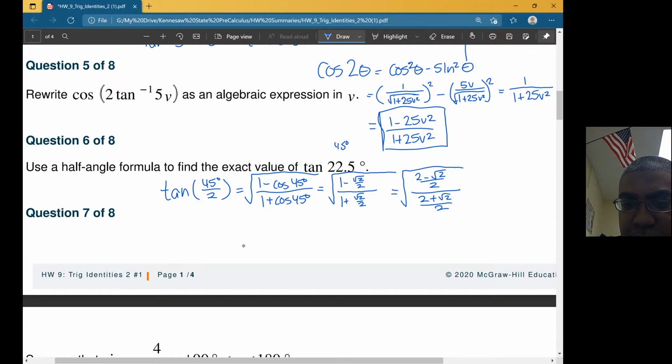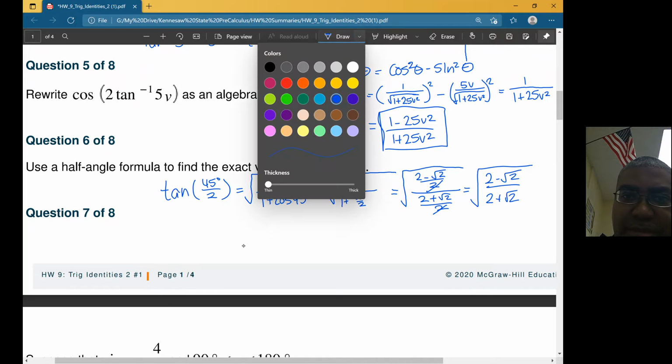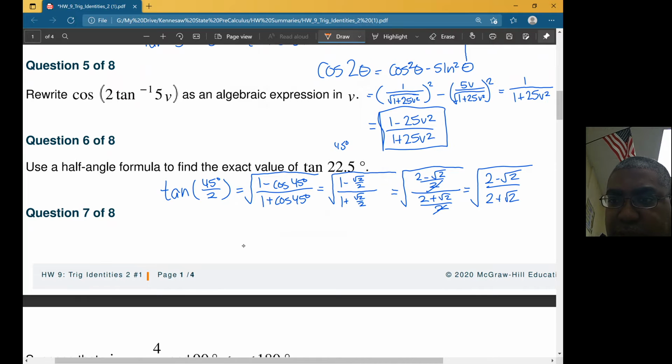Okay, what we know about fractions is if it's like this, we can cancel. So the 2's cancel. This ends up being the square root of 2 minus root 2 over 2 plus root 2. Okay, now we're going to do a little math magic here. Change color. I'm going to multiply by 2 minus root 2 over 2 minus root 2.